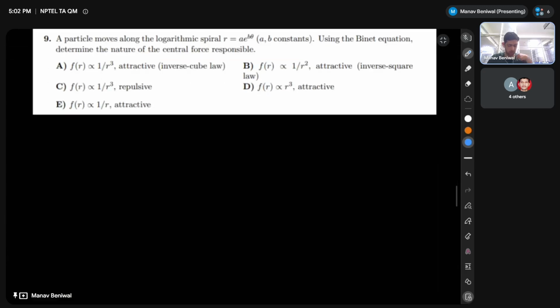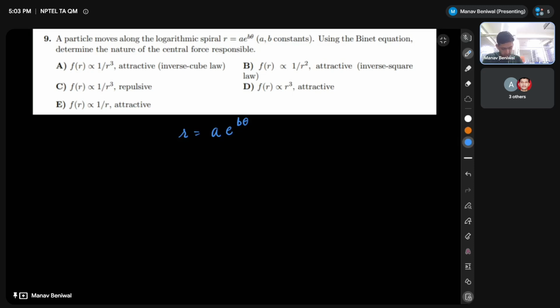So let us solve this problem. A particle moves along this logarithmic spiral, r equals a e to the b theta. Using this Binet equation, we need to determine the nature of the central force which is responsible. So the equation of r is given to us: r goes as a and then e to the power b theta. This is the equation of r given to us. And then we are asked to use the Binet equation.